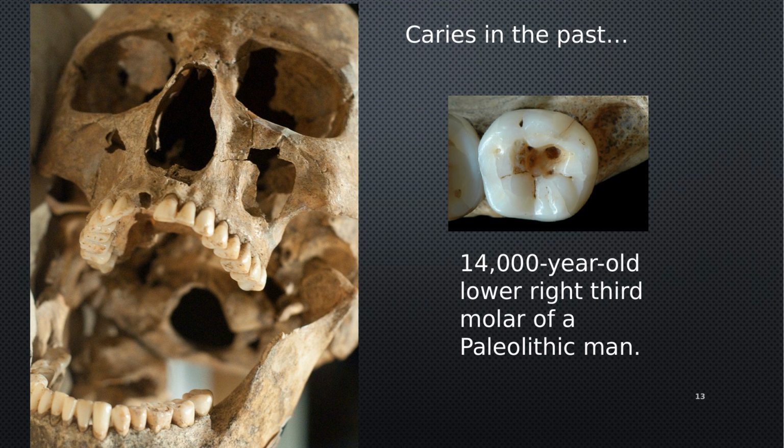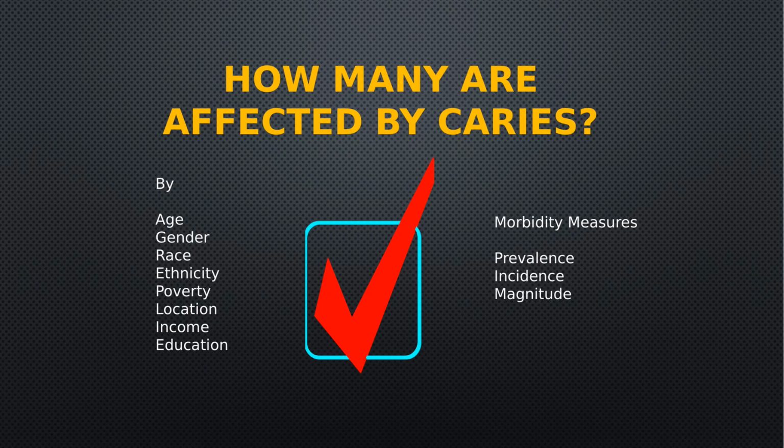This 14,000-year-old lower right third molar from a Paleolithic man still shows tooth decay, proving dental caries affected humans long before agriculture. Cavities like this reveal how ancient diets and oral bacteria interacted. Studying such teeth helps researchers track when cariogenic foods and behaviors emerged and how patterns of dental disease changed across human history. Caries burden varies across populations.